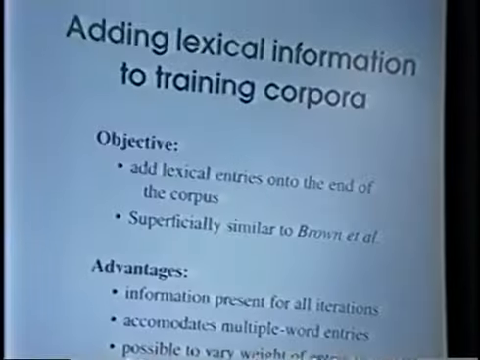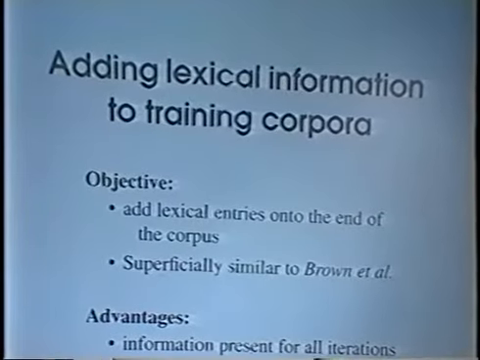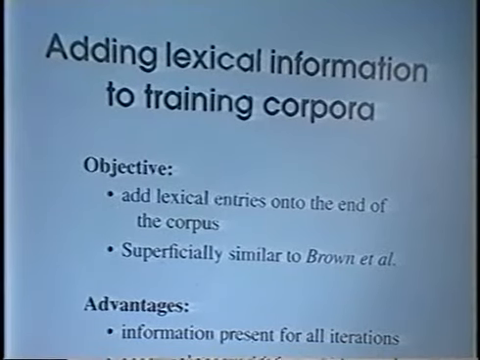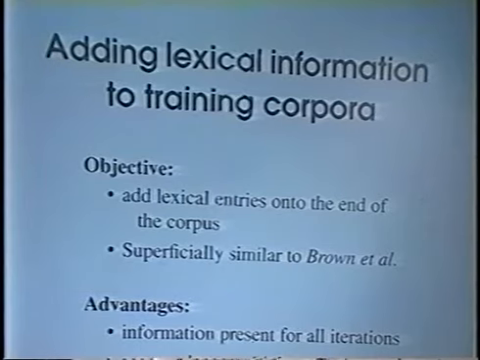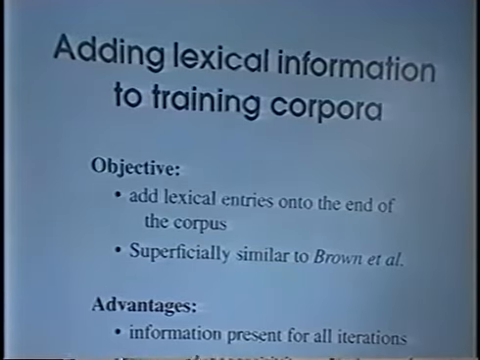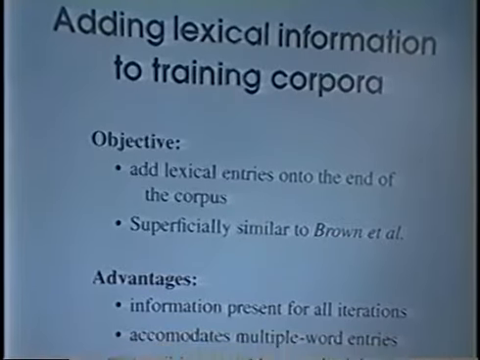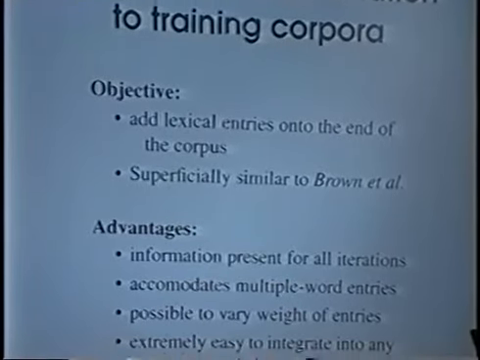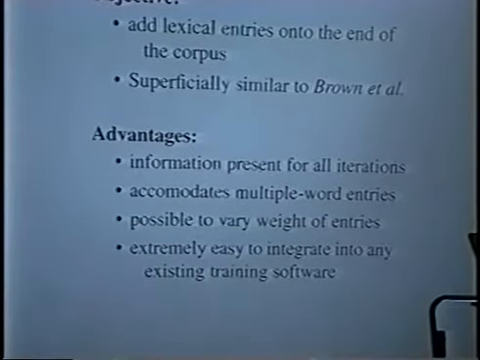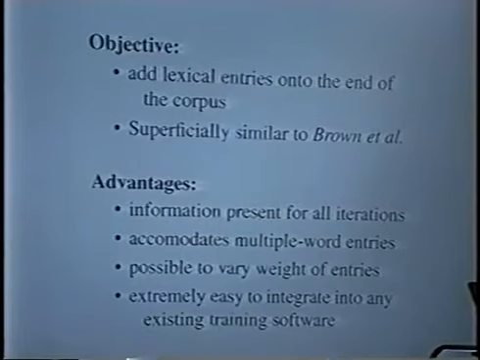Okay, I'm gonna pick up right where Noah left off. He discussed the first two experiments we had, which were seeding and restricting the count collection. And the next thing we tried was adding lexical information to the end of the training corpus, which was similar, at least on the surface, to what Brown et al. did in 1994. And so the idea is basically just that you take your dictionary entries and make them into very short sentences and just add them onto the end of the corpus.